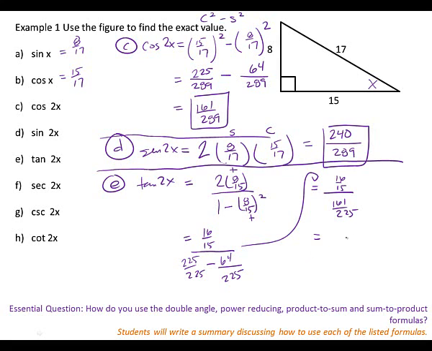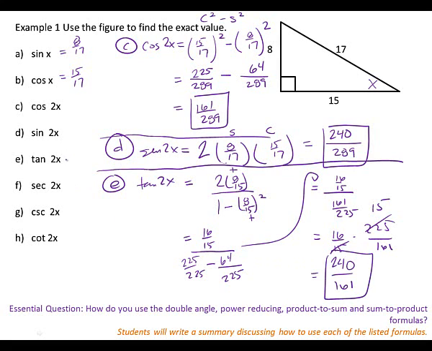How do I get rid of the double fraction? Multiply by the reciprocal, right? Or we flip the denominator and multiply. How many times does 15 go into 225? 15. I don't think anything else reduces, right? So 16 times 15 is 240. So that's the answer for that one.